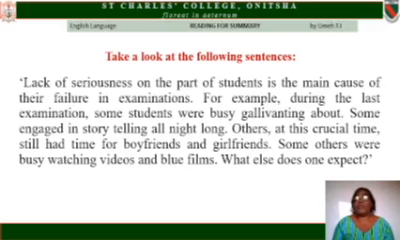Some others were busy watching videos and blue films. What else does one expect from this caliber of students who are busy playing when the examination is around the corner? And so if you look at the simple example there from those sentences, you will notice that the main idea there is lack of seriousness on the part of students is the main cause of their failure in examinations. Everything added after that sentence is just to make you understand what the writer is trying to explain.